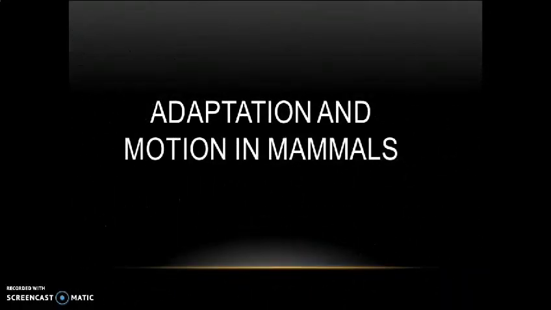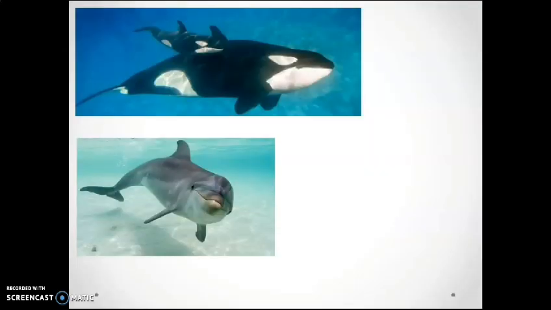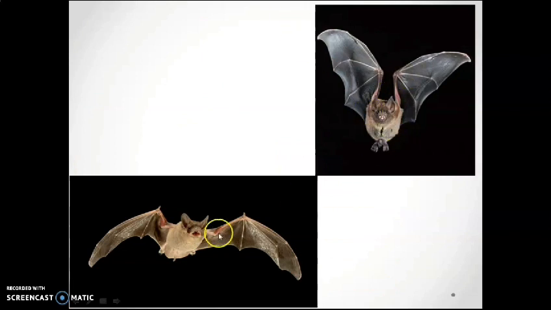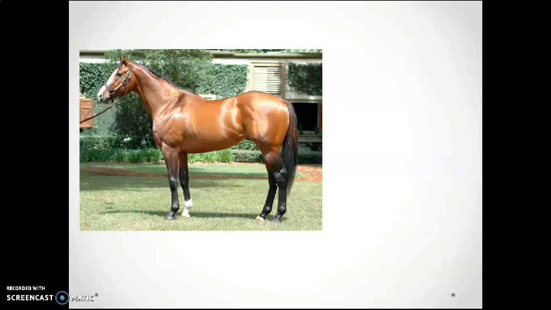The first type of adaptation is adaptation and motion in mammals. First, like the whales, dolphins, and sea lions, the front limbs are modified into paddles for swimming. The forelimbs are adapted into wings, like in the bats, for flying. And in horses, the front limbs are adapted into legs for running.